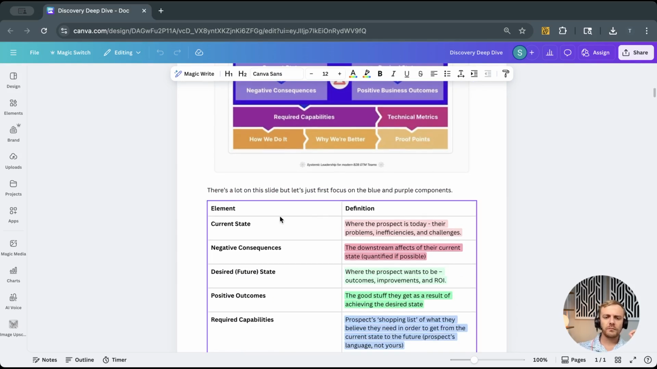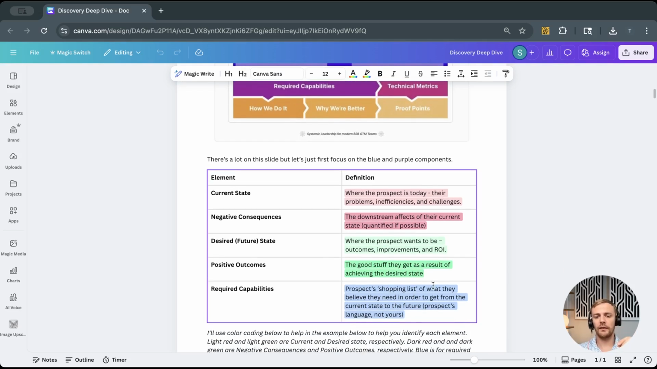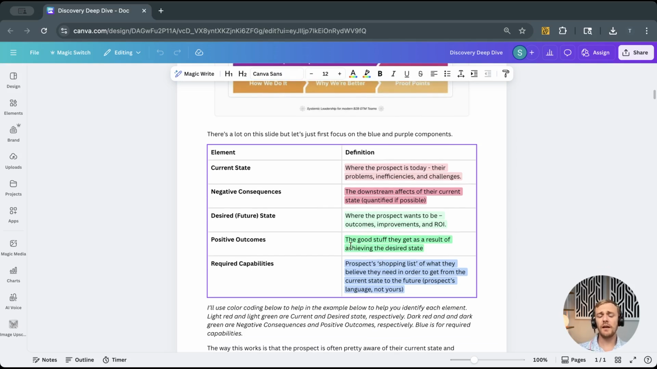Okay. Current state. That is where the prospect is today. And as a side note, all these things are in the customer's language. These are not your language, so keep that in mind. Their problems, inefficiencies, and challenges. Negative consequences are the downstream negative effects of their current state, ideally quantified. And again, we'll get into more of these definitions in the following examples, but just bear with me. Future state, where the prospect wants to be in the future. Outcomes, improvements in ROI, and then positive outcomes are the good stuff that they get as a result of achieving the desired state right here.